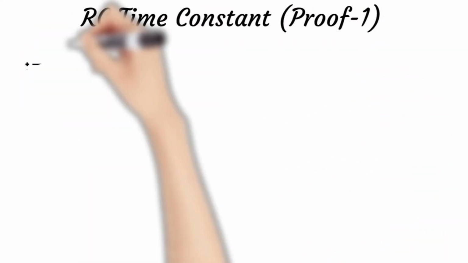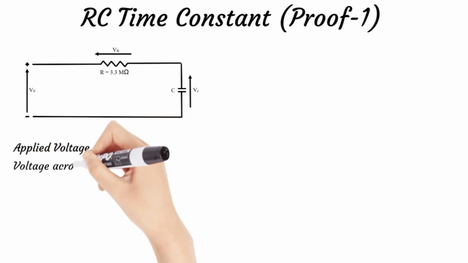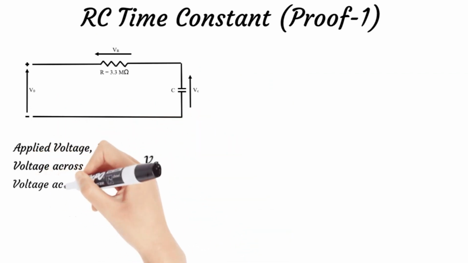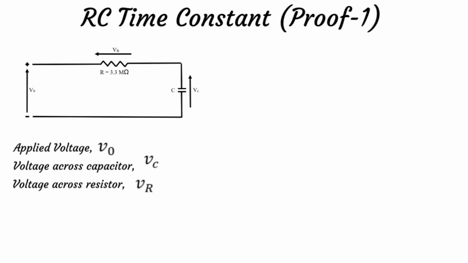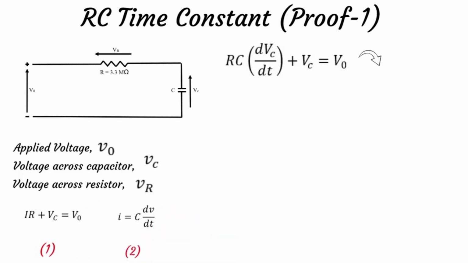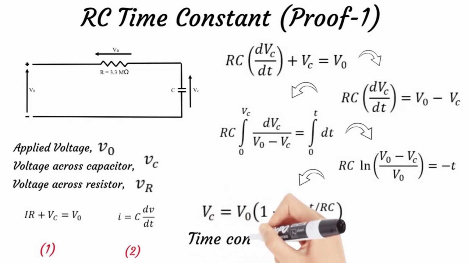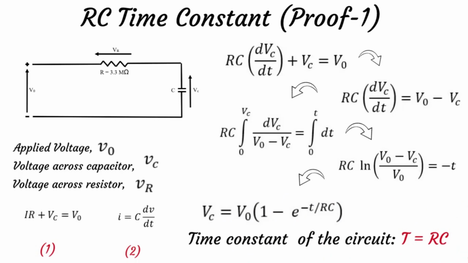To derive an equation for the voltage across the capacitor, which is Vc, we can use a general RC circuit. First, we can apply Kirchhoff's voltage law to the circuit and write equation 1. Equation 2 is the current across the capacitor. By substituting equation 2 into equation 1, we can finally obtain an equation for Vc using supply voltage V0, resistance R and capacitance C. Here, RC is the theoretical time constant for the circuit.